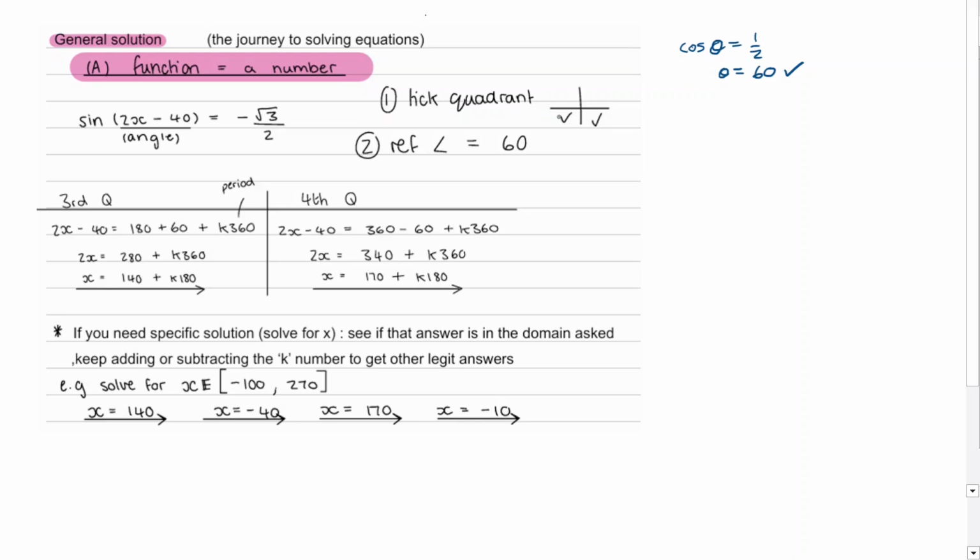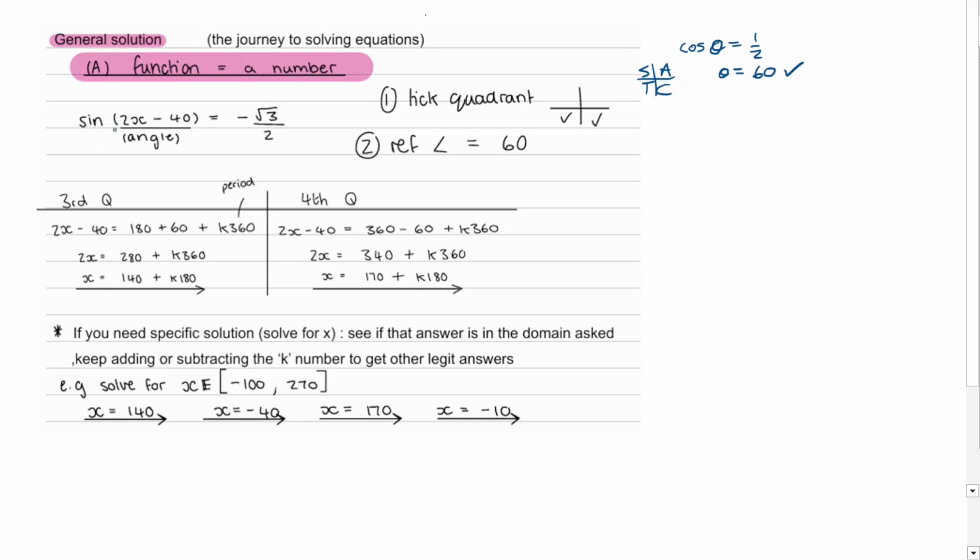And so there are two critical steps to doing general solution. The first is you always want to tick which two quadrants this applies to, and so you are thinking here of your CAST diagram. And secondly, you're trying to get a reference angle. There are three main ways that you can do general solution. The first is where you just have a function like sine, cos, or tan equaling a number.